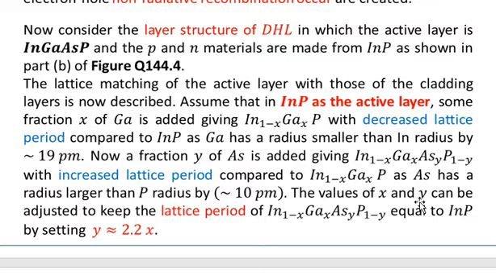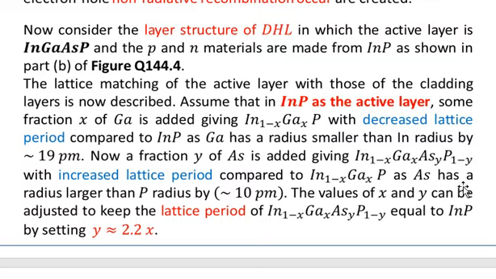The values of x and y can be adjusted to keep the lattice period of indium gallium arsenide phosphate equal to indium phosphate by setting y is equal to 2.2x. So you see that if we set y is equal to 2.2x, then of course the lattice period of this indium gallium arsenide phosphate becomes equal to the indium phosphate. And you see that the ratio, which one is greater by what amount, has been described.